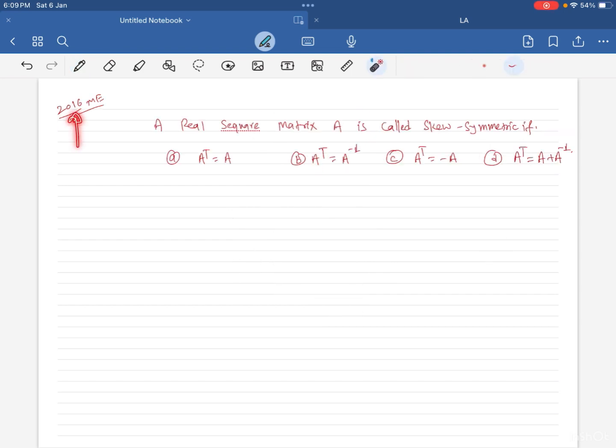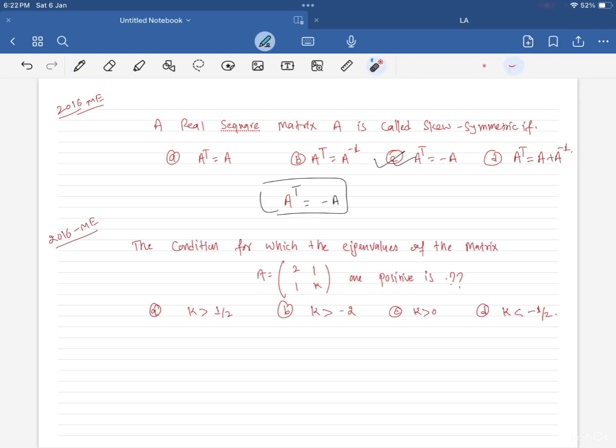So we have this question from 2016 ME, and the question is: a real square matrix A is called skew symmetric if A transpose is equal to A inverse, A transpose is equal to minus A, A transpose is equal to A plus A inverse. So if A is a skew symmetric matrix, then it should satisfy this condition, that is A transpose is equal to minus of A. So the correct answer for this is C.